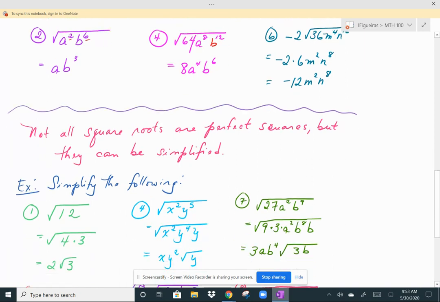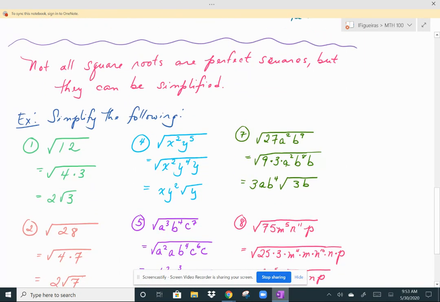Okay, so not all square roots are perfect squares, but oftentimes you can still simplify them. So let's start with just some numbers. So I have the square root of 12. Although you can approximate that with a calculator, there's actually a way to simplify them by using what you know about factors. So we're looking for two numbers that multiply together to give you 12, where at least one of those factors can be simplified in terms of taking out the square root.